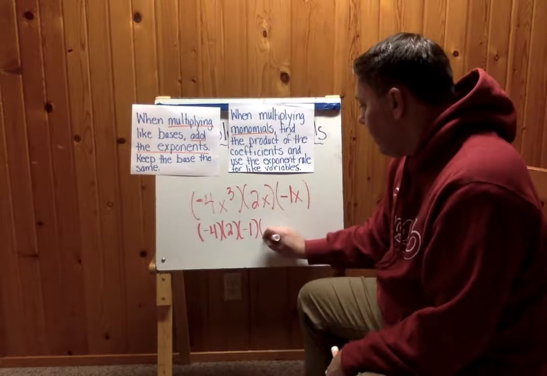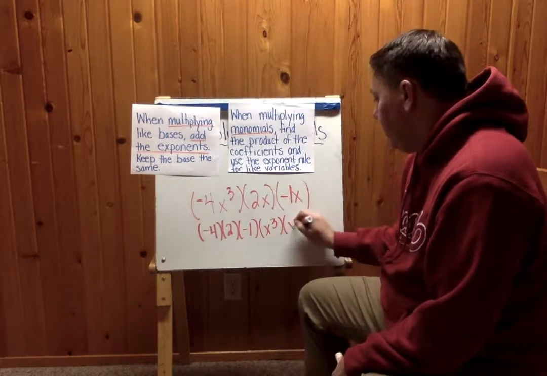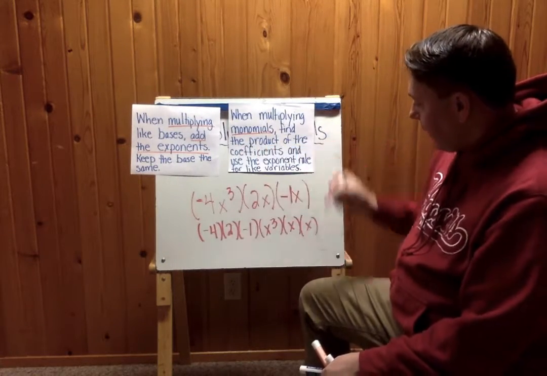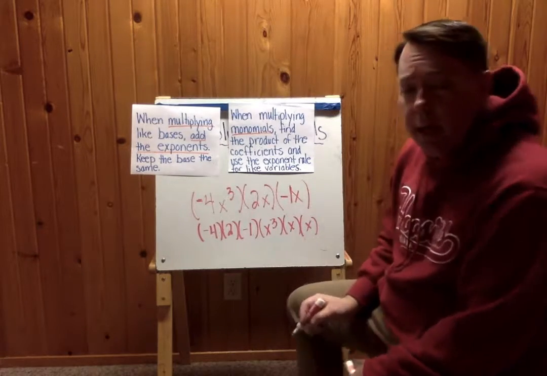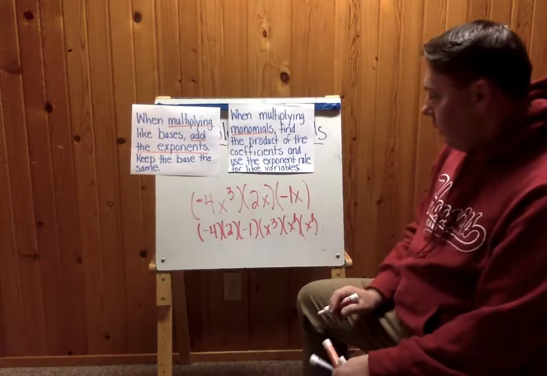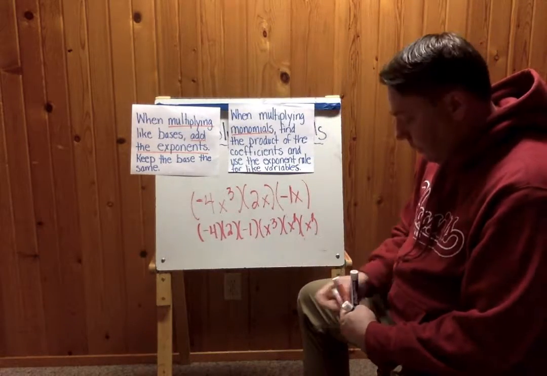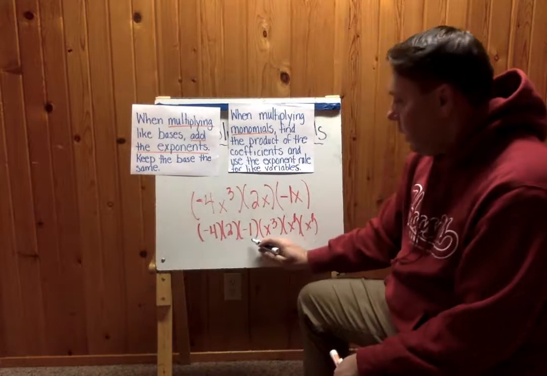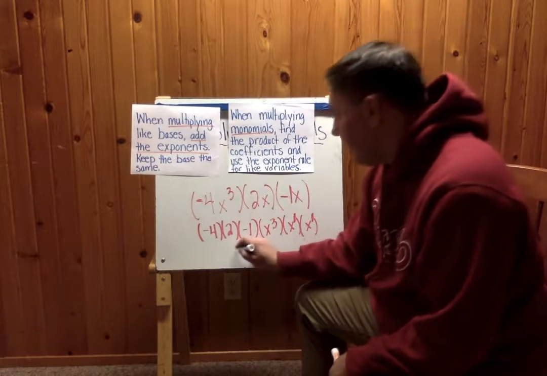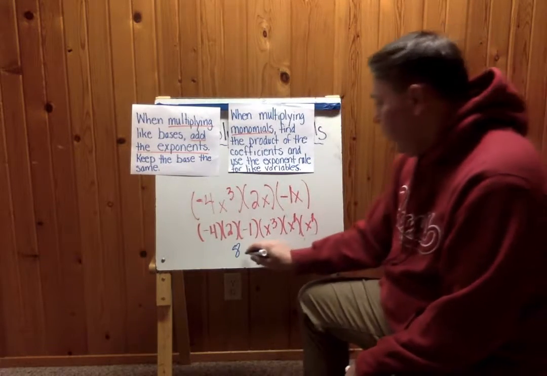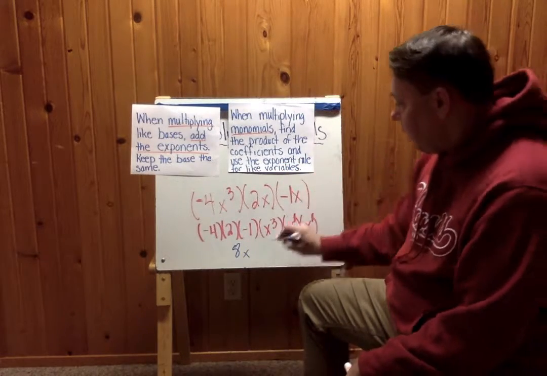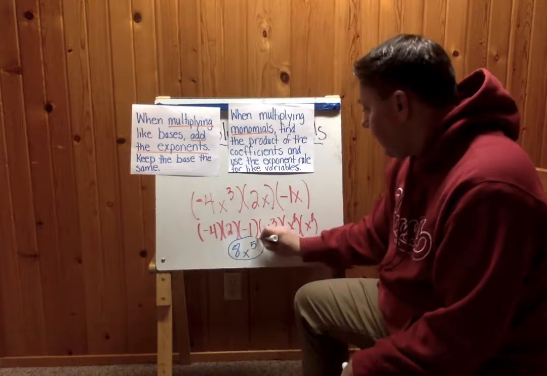Let's rewrite x cubed times x times x. So x cubed, x, and x. And we said if you have an x by itself, its exponent would be 1. Actually we have two of them there with an exponent of 1. So your answer is going to be the product of these numbers. Negative 4 times 2 is negative 8. Times negative 1 is 8. And then you're going to add the exponents together. 3 plus 1 is 4, plus 1 more is 5. So 8x to the 5th.